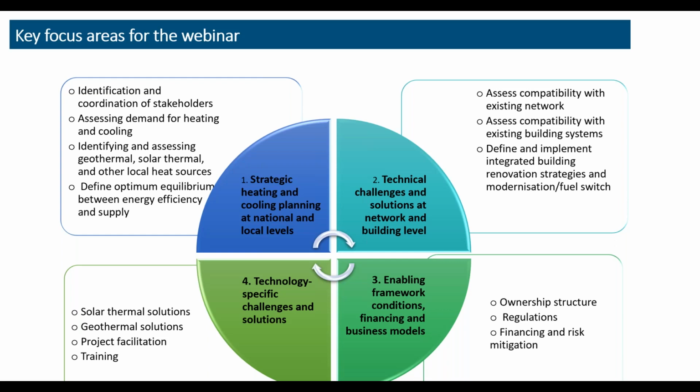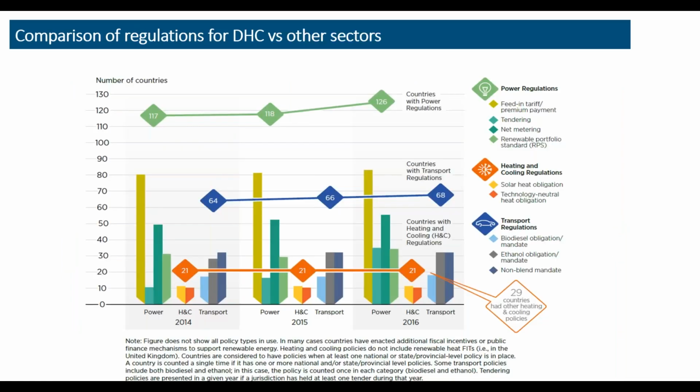The third aspect is on enabling framework conditions, which need to be put in place so that district energy networks running on low temperature resources can be developed. And finally, we're going to look at the technology specific challenges and solutions for integrating different sources of energy into the energy networks.